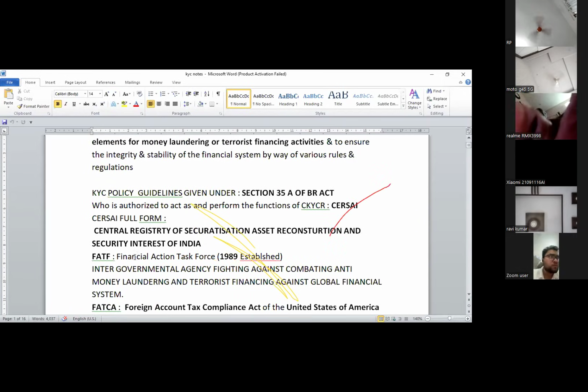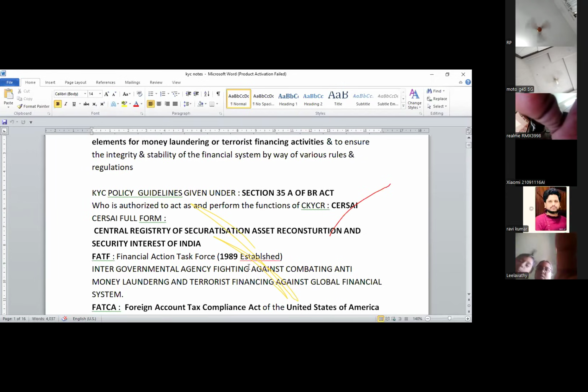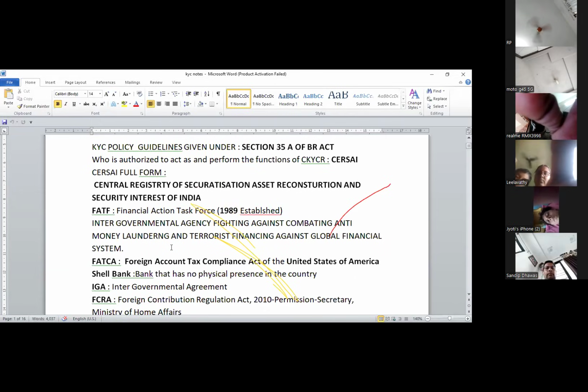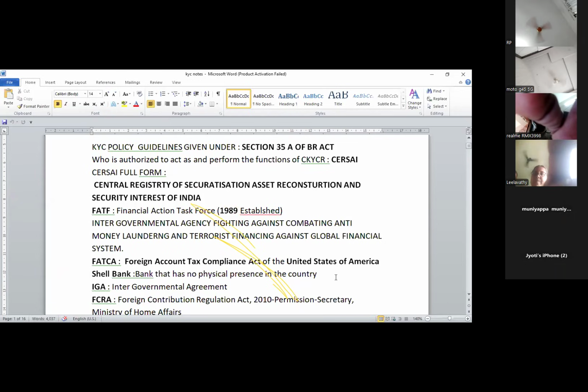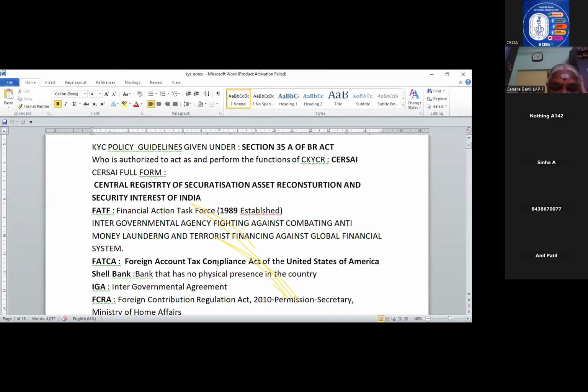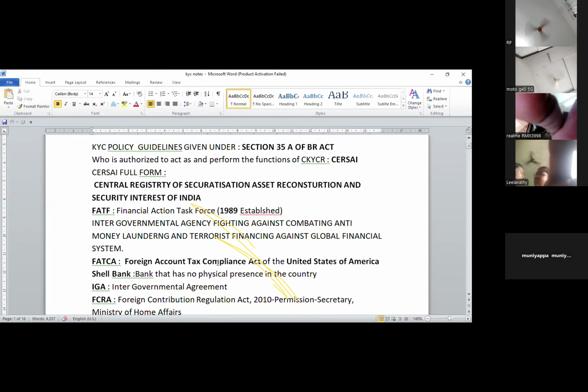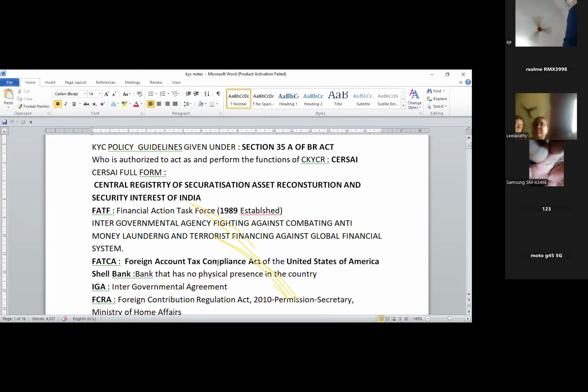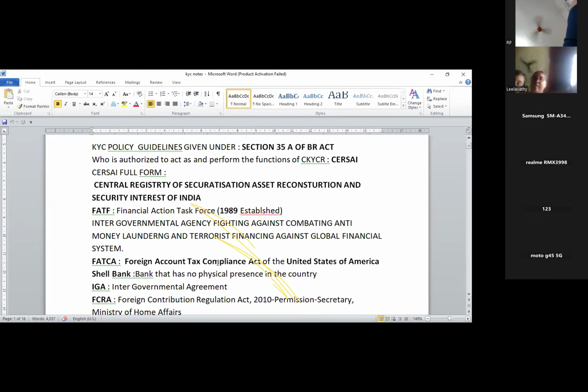We'll continue. The FATF is the Financial Action Task Force, which was opened in the year 1989. It is an intergovernmental agency combating money laundering and terrorist financing against the global financial system, because that should not spoil the global financial system. And FATCA is the Foreign Account Tax Compliance Act of the United States of America, which says that those people who are having accounts with other countries should disclose all the information so that double taxation will not be there.